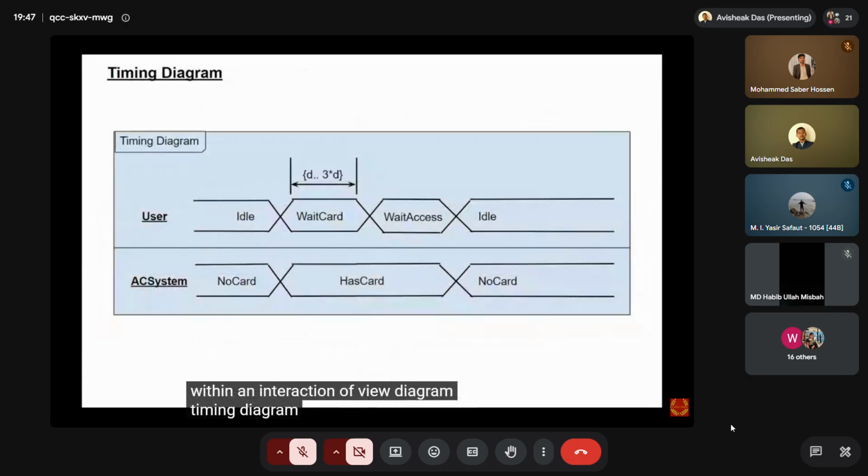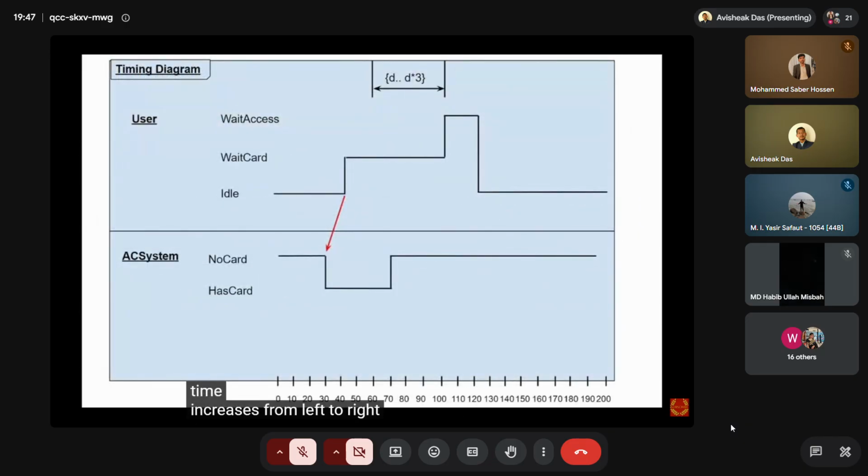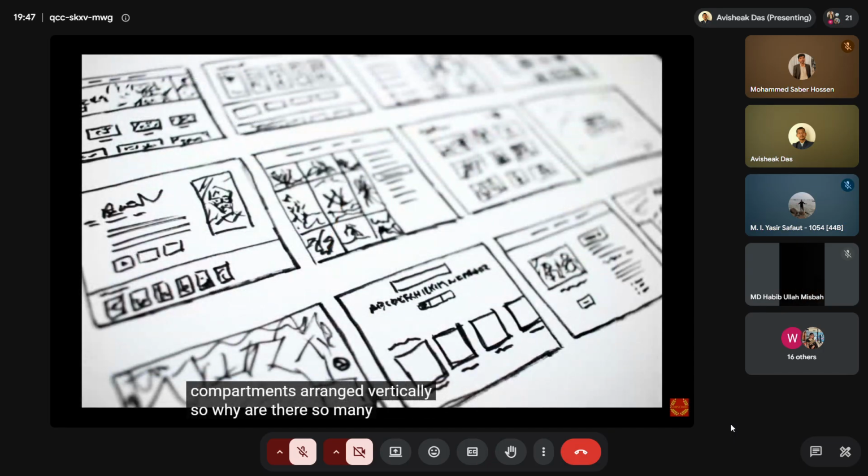Timing diagram shows the behavior of the object or objects at a given time period. In fact, this is a special form of a sequence diagram, and the differences between them are that the axes are swapped so that the time increases from left to right and the lifelines are displayed in separate compartments arranged vertically. So why are there so many diagrams?